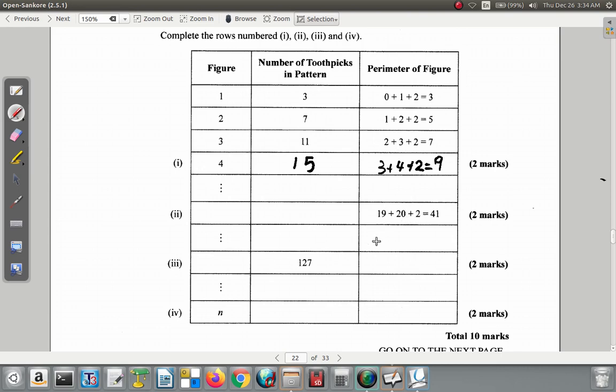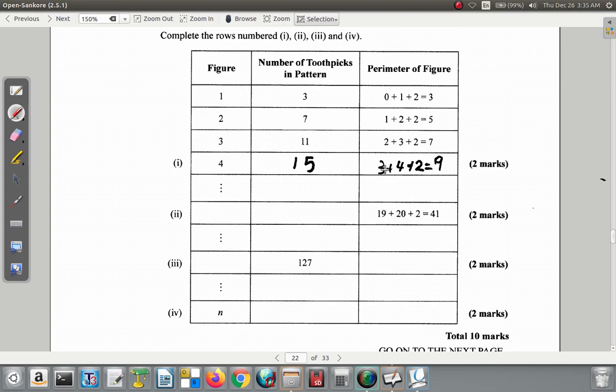Which one would this be? 0, 1, 2, 3. So for this figure, figure 1, 1 minus 1 is 0. For figure 2, let's see which number it starts with. Figure 2, 2 minus 1 is 1 and it starts with 1. Figure 3, 3 minus 1 is 2 and it starts with 2. Figure 4, 4 minus 1 is 3 and it starts with 3.